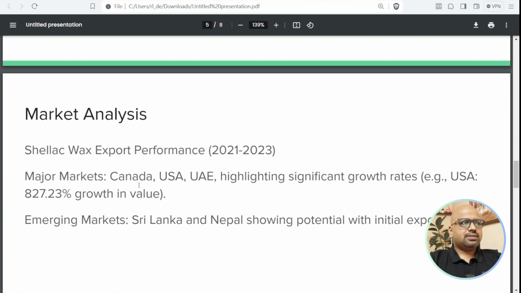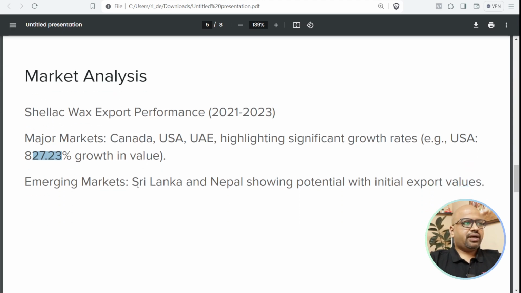Now the market analysis for this product from 2021 to 2023. If you look at Canada, USA and UAE, there is significant growth. For the USA, it's around 800% growth in value, which really makes it a potential market. This is an Indian product that people don't know much about, but I'll show you a few more images. Among upcoming markets, Sri Lanka and Nepal are in the neighborhood and you can look into them for future potential.